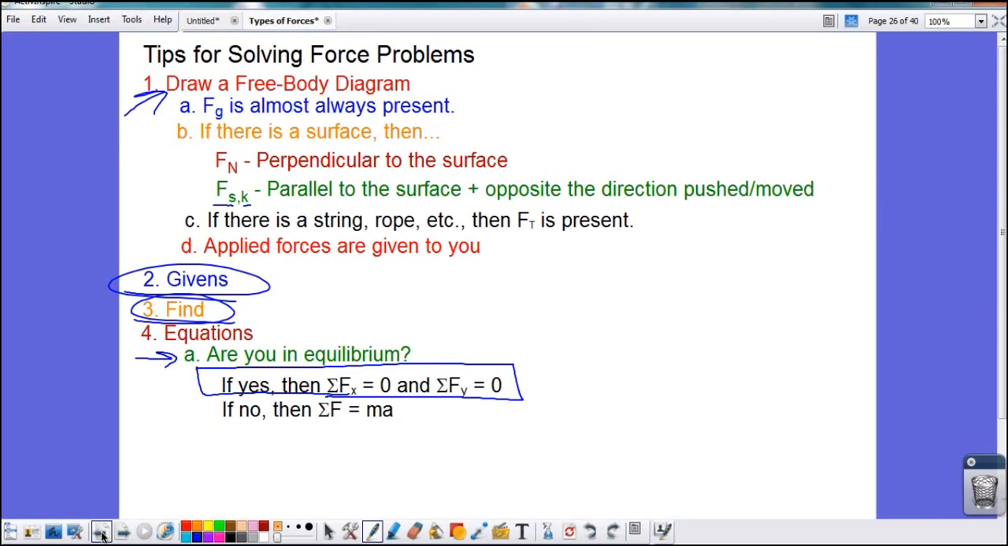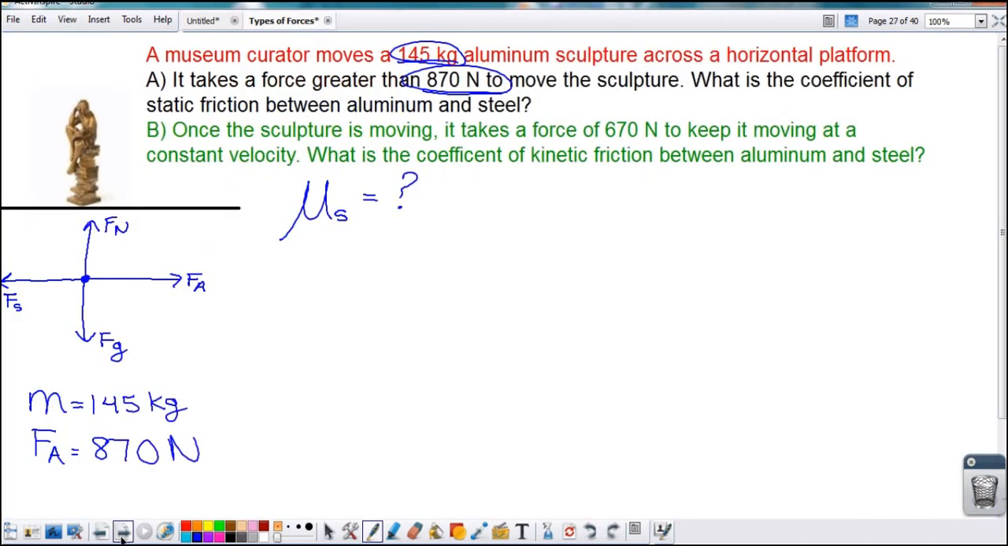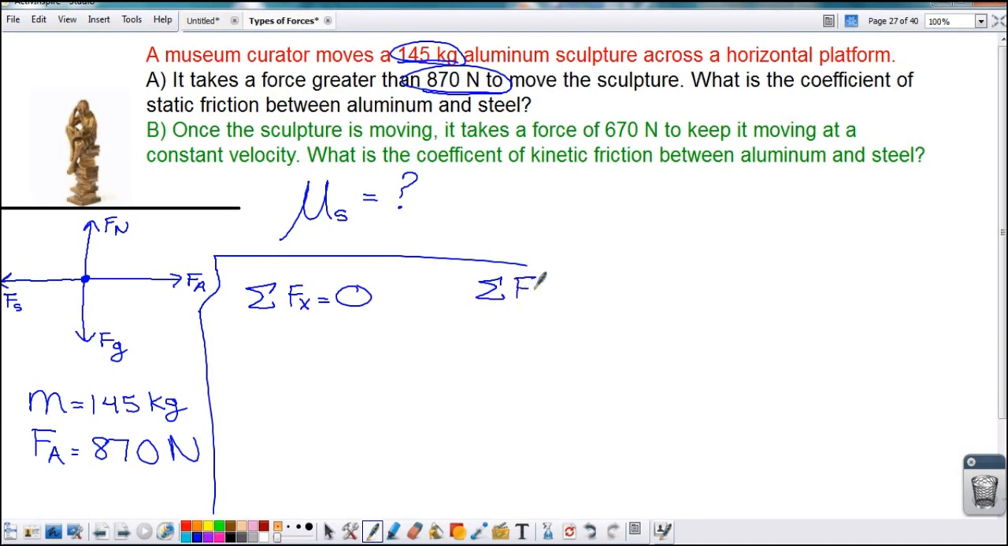Then we're supposed to write down our equations. Well, are we in equilibrium? Yes. Then we know these equations. Okay? The sum of the force in the x is 0. The sum of the force in y is 0. So the net force in the x direction is equal to 0. The net force in the y direction is equal to 0. So we know these two equations.